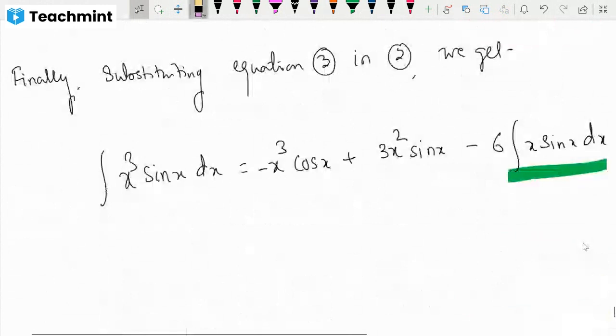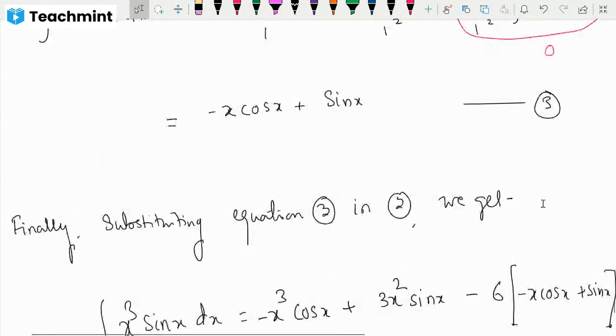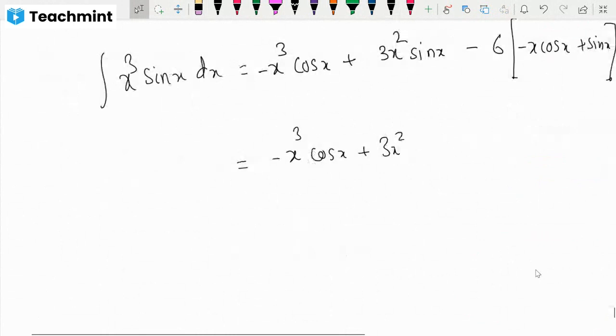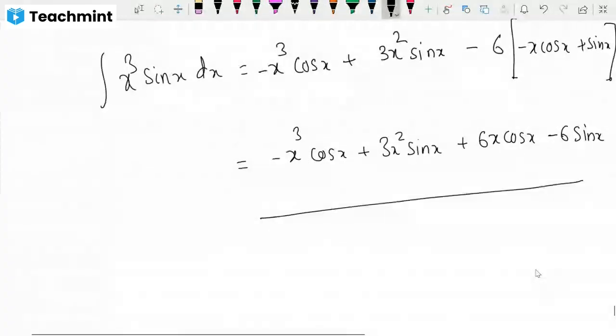See, minus x cos x plus sin x, and let us simplify it. So you'll get minus x cube cos x plus 3x square sin x plus 6x cos x minus 6 sin x, and this is the required solution of the given problem. Required answer.